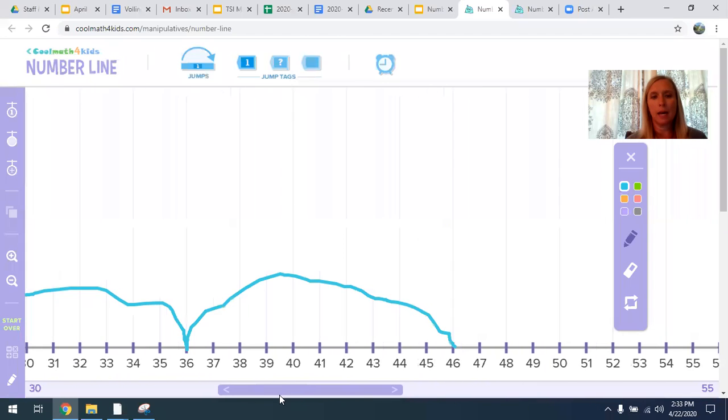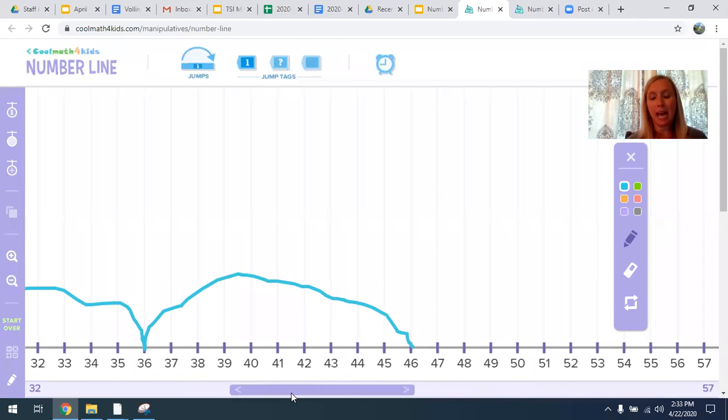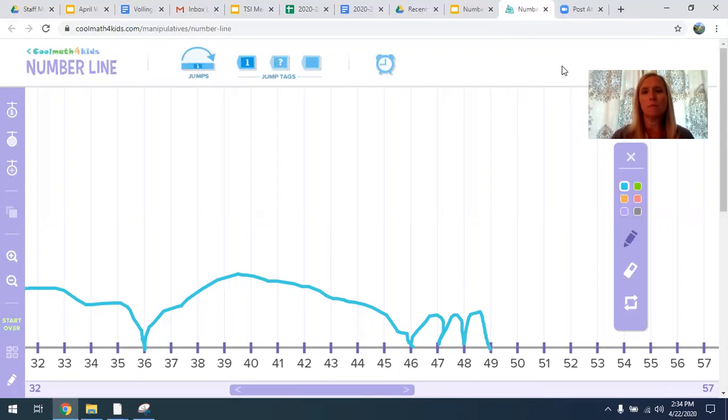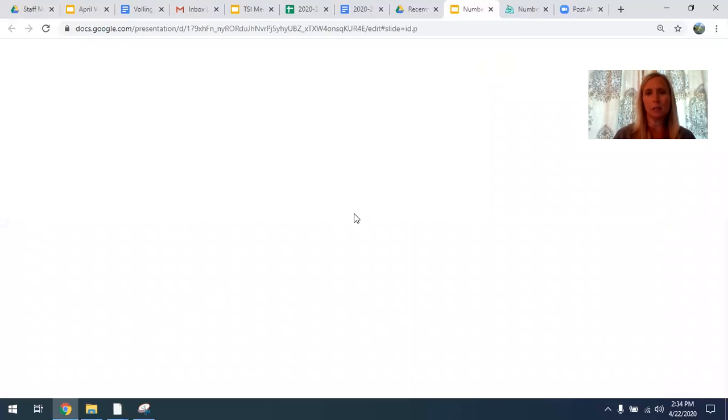All right, let's go back. Oh, there it is, 46. And then we added 3 ones. So now we can say 1, 2, 3. So guess what? 26 plus 23 is equal to 49. Okay. Now, let's do one more with the number line. And then I want to show you another way we can add it as well.